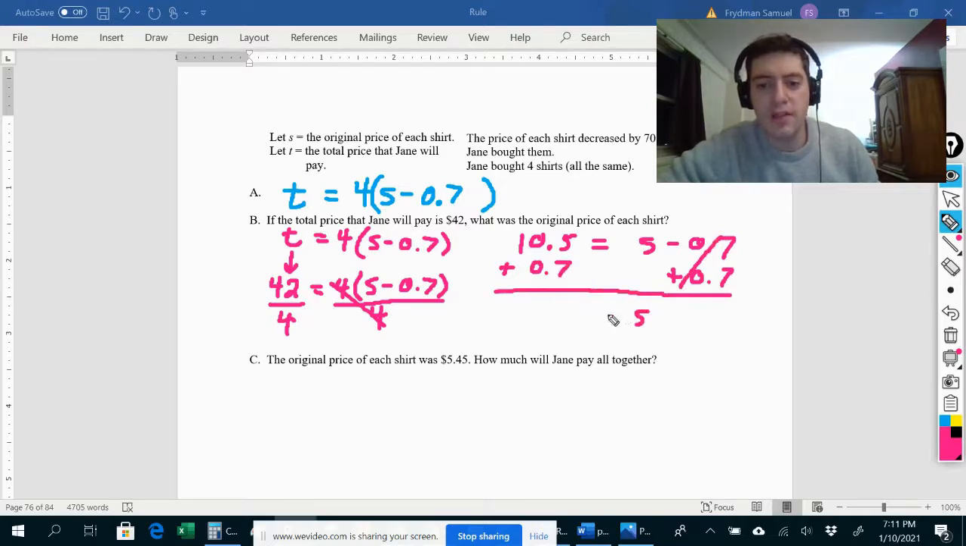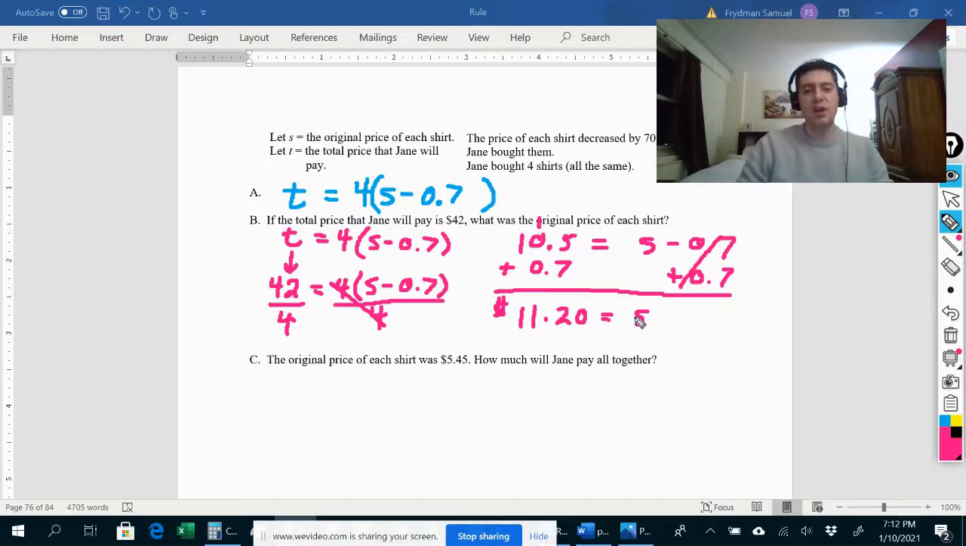So I would get s equals, and then 5 plus 7. Don't forget to line up the decimals when you're either adding or subtracting. 5 plus 7 is 12. Carry the 1. 1 plus 0 is 1. And then your 1 plus nothing is 1. So s equals 11.2. Let's just make that look a little bit more like a price there. So that means that the original price of each shirt was $11.20.